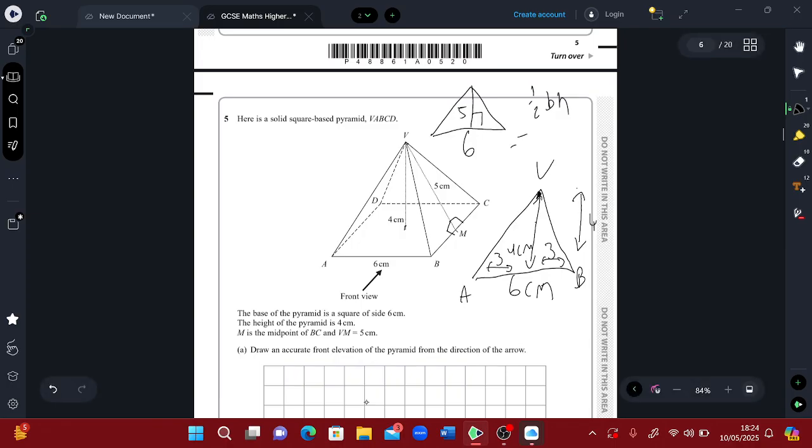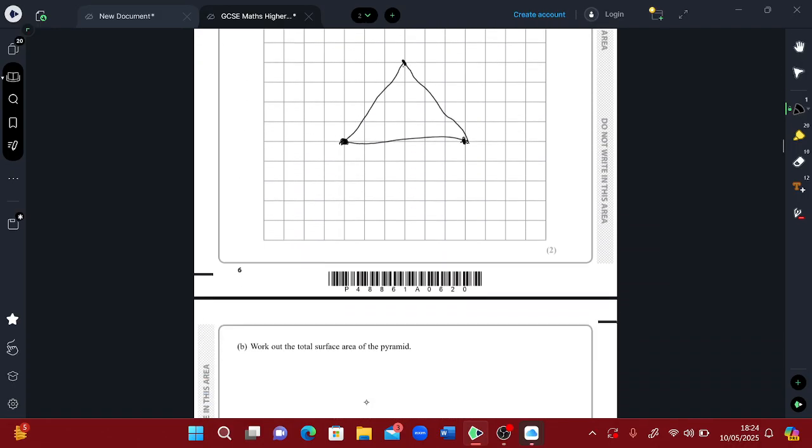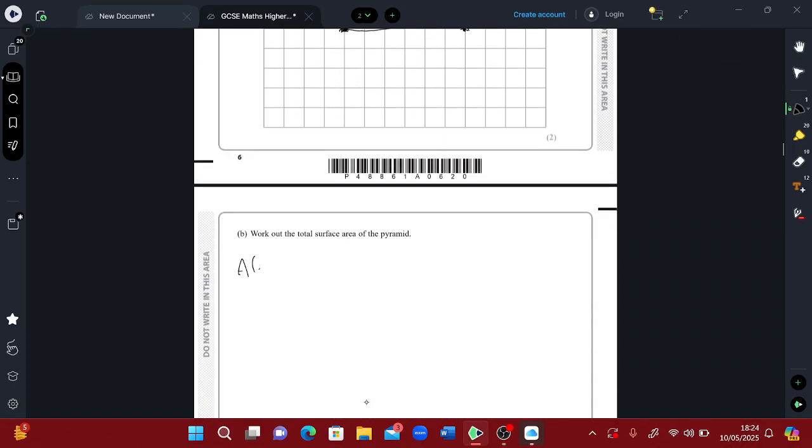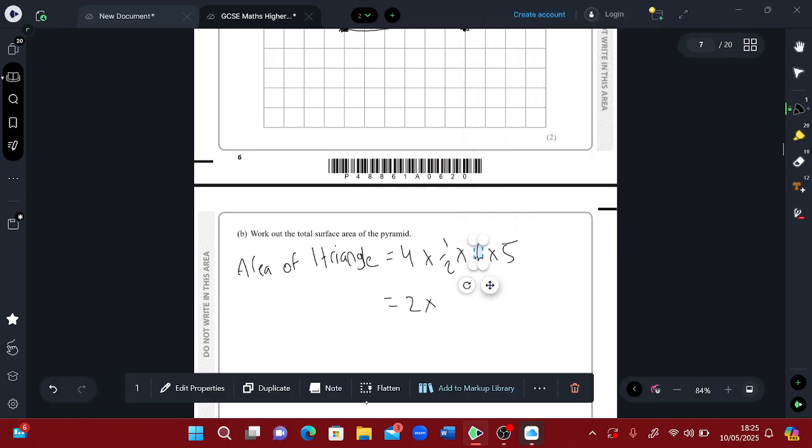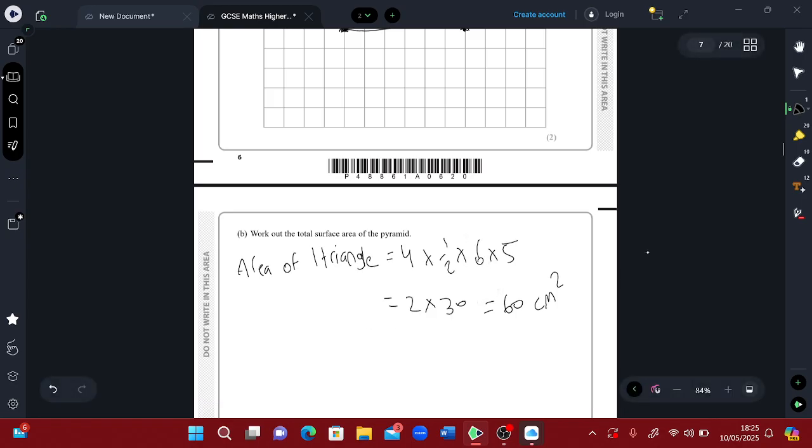So therefore, the area of one triangle is going to be a half times the base, which is 6, times 5. Half of 6 is 3, and 3 times 5 is 15. Oh wait, the area of one triangle is half times 6 times 5, which is 15 centimeters squared. Okay, so that's the area of one triangle.